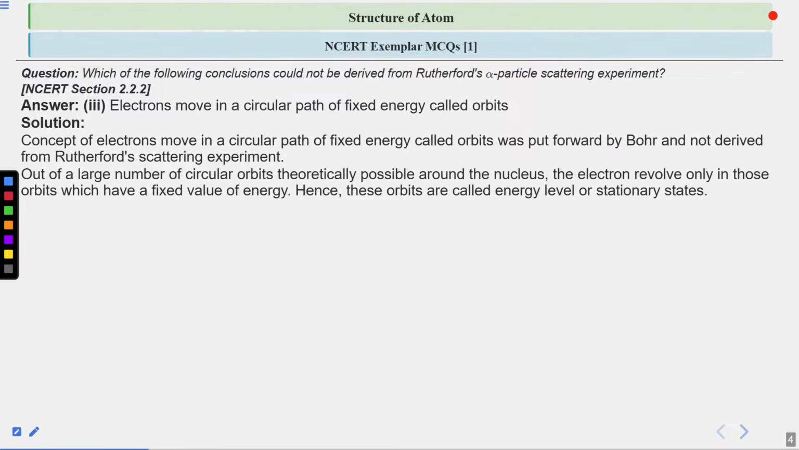Out of this large number of circular orbits theoretically possible around the nucleus, the electron revolves only in those orbits where the value of energy is fixed. Value of energy is fixed. So you have learnt about it. It is called the stationary state or the energy levels.